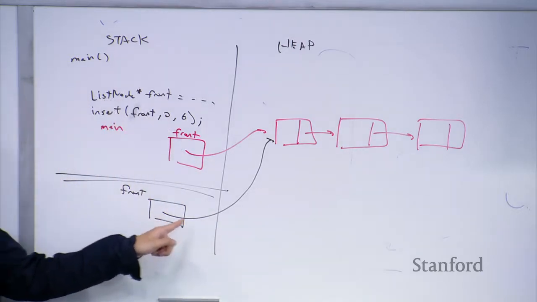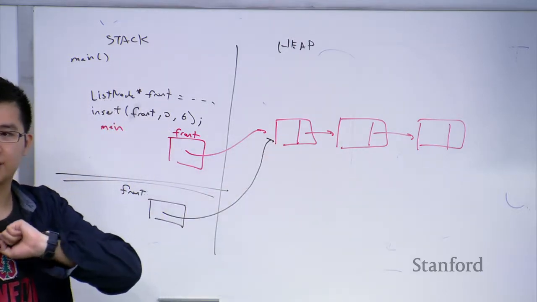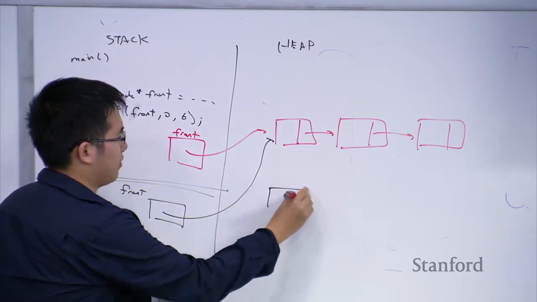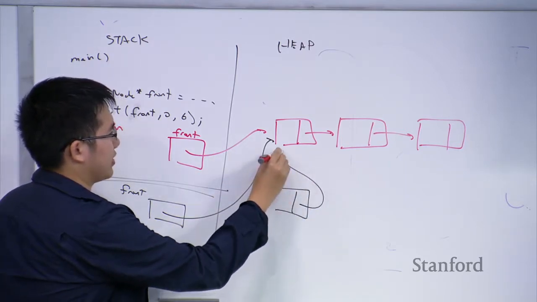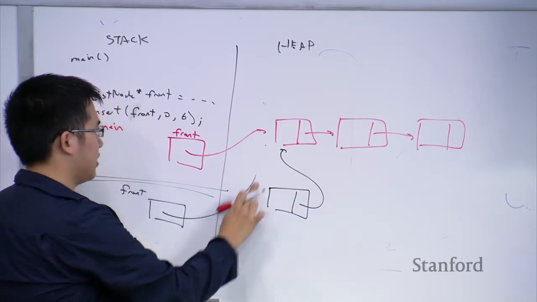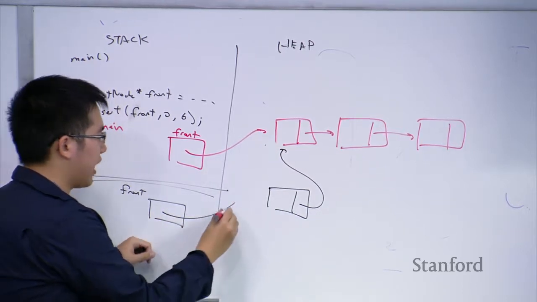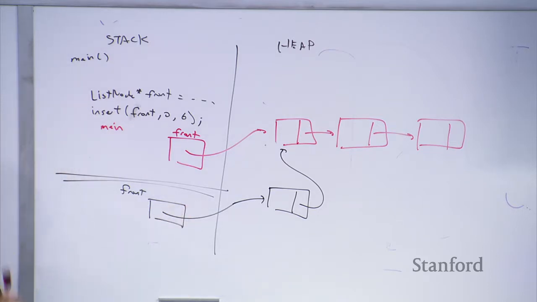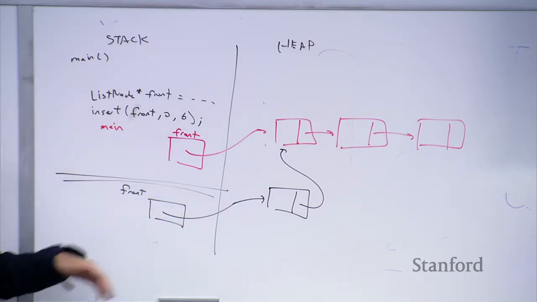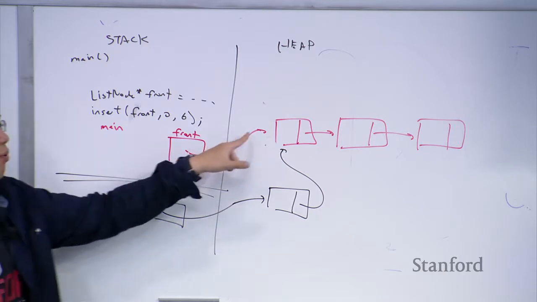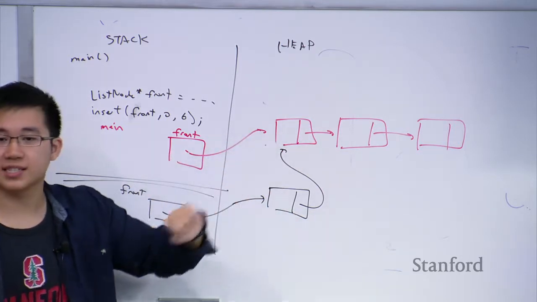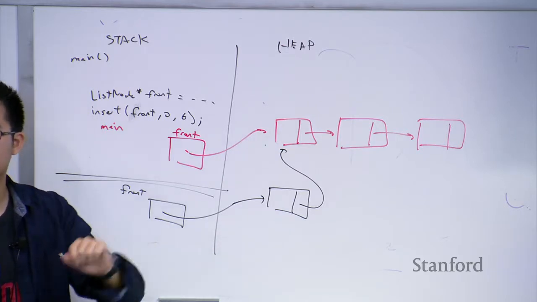But if I try to change front itself, which I'm trying to do in this function, let's say I created another node. This node points to here, and I said front equals new node. I've changed front to point to here. Right? Notice what happens when this function returns. Our list originally is still pointing to the old list. This front in main is not changed to point to our new list. All right? Does everyone see the issue?